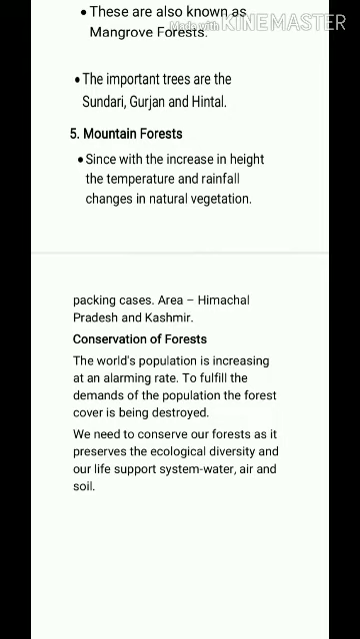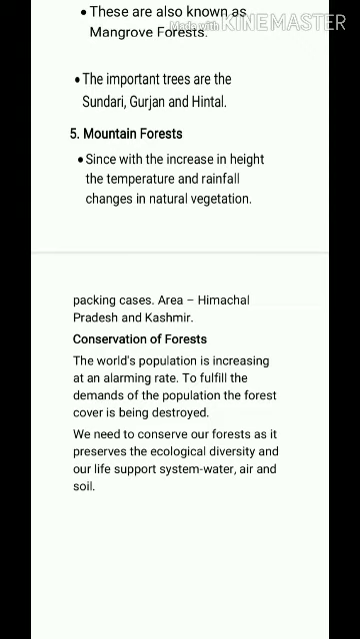Conservation of forest. The world's population is increasing at an alarming rate, therefore, more and more food is required. The forests are being destroyed and more land is being cultivated, thus destroying the environment. Besides this, the tribal population is removing trees to practice shifting cultivation and for fuel. To fulfill the demands of the urban population, forest cover is being destroyed.